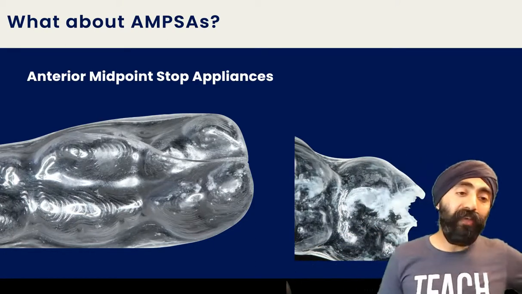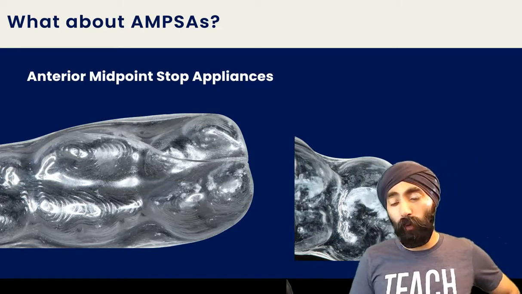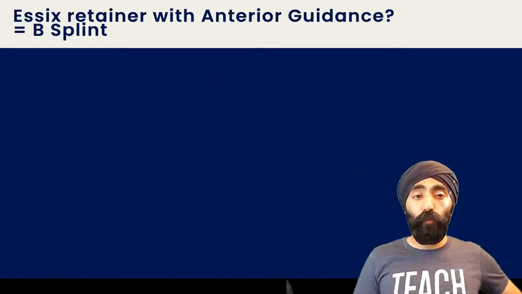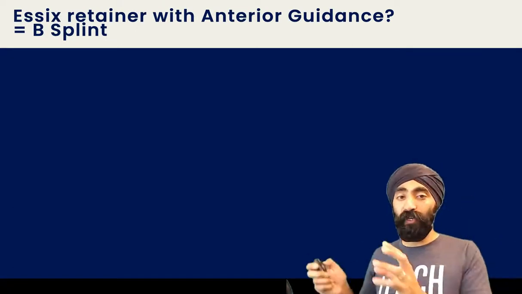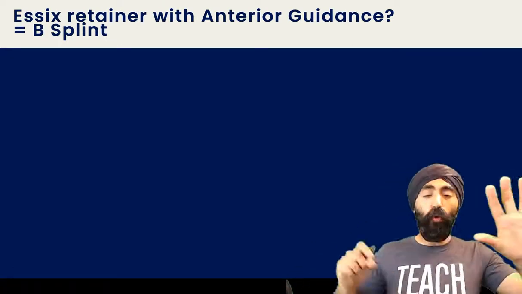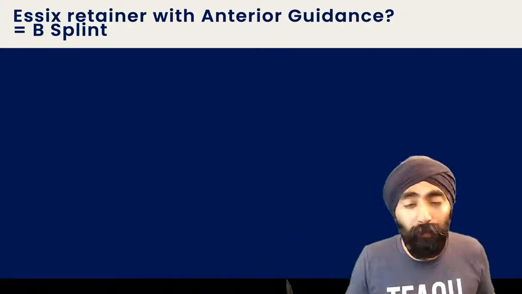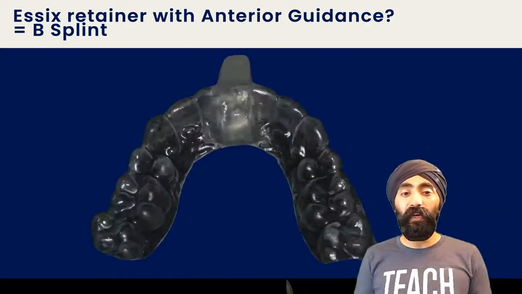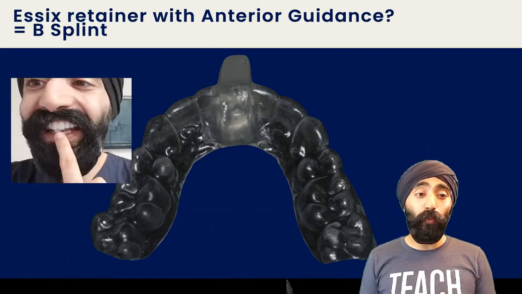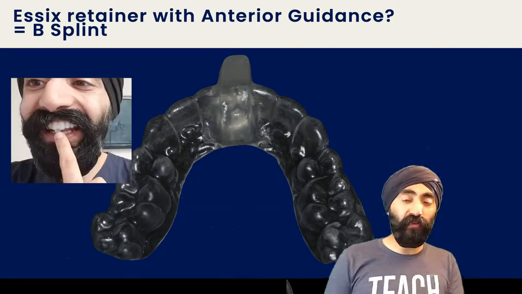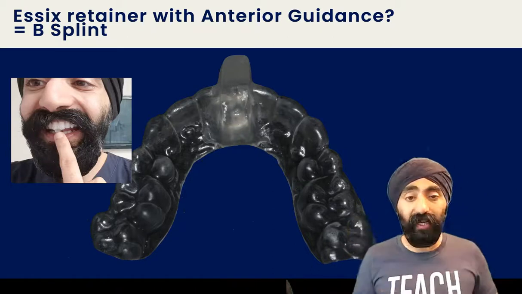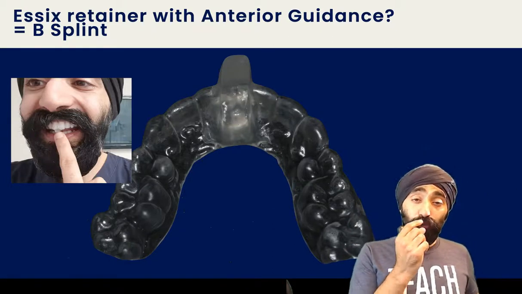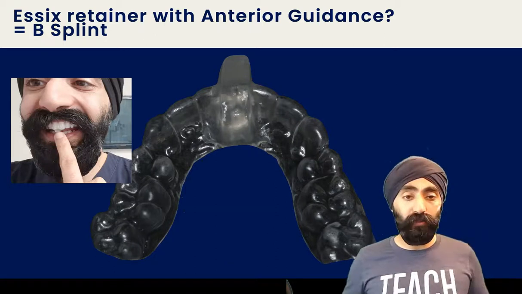Well, the answer, I think, is an anterior midpoint stop appliance, okay? Let me show you what this is, okay? It's essentially an Essex retainer with an anterior guidance, okay? So it's Essex retainer with anterior guidance. And some camps call this the B splint, okay? So this is my B splint, okay? This is the one I wear, and I told you already, I suffer from bruxism, and I need this for my pain. So essentially, it's an Essex retainer with an acrylic block at the front for anterior guidance.